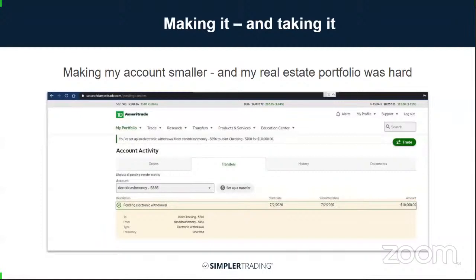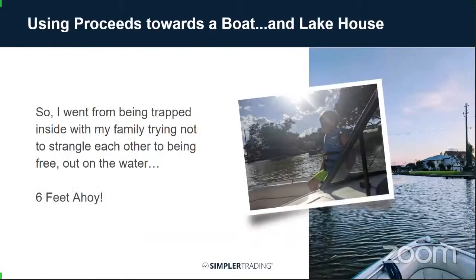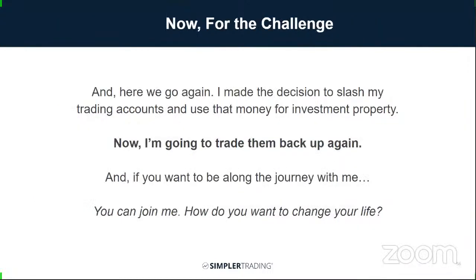But ultimately, what I like to do is I like to make money, and then I like to take it. So whenever I grow an account, it's like, oh man, you just want to trade with a larger account, right? But for me, taking money out and buying things like this, I bought a boat for my family during this crazy coronavirus quarantine. It was one of the best things I ever spent money on. I had to slash my account to do it, but it was worth it.